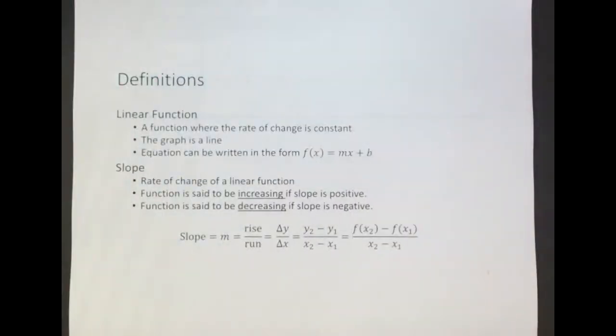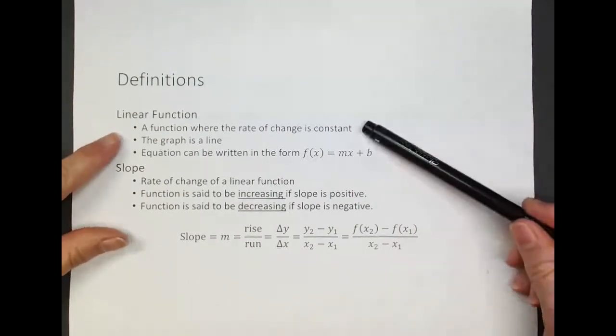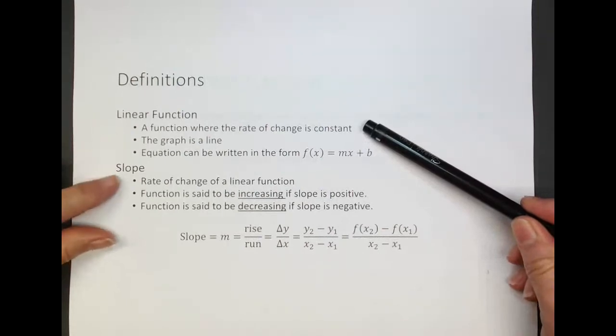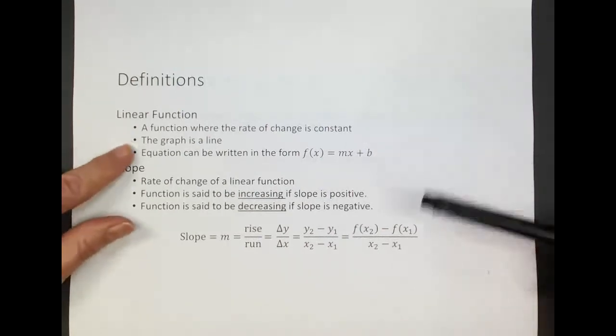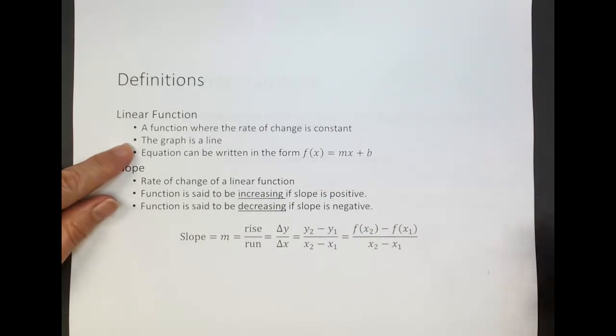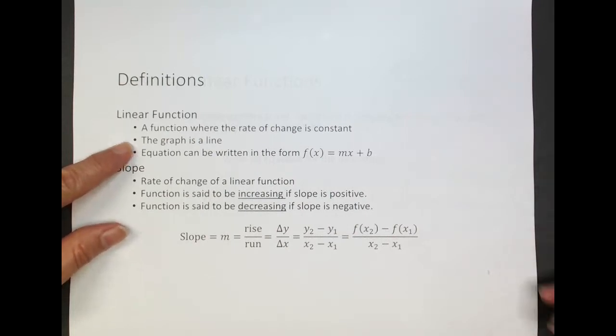Let's start with a definition of a linear function. A linear function is any function where the rate of change is constant. Another way of thinking about the rate of change for a linear function is that it is the slope of the function. The graph of a linear function is going to be a straight line. So when we graph a linear function, we really only need 2 points on that line to graph it.